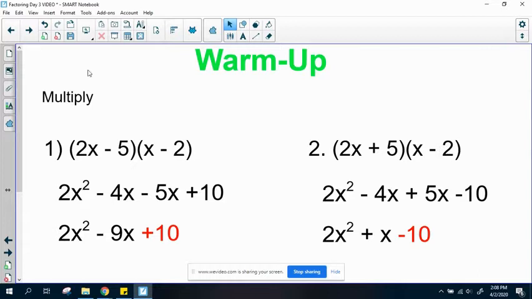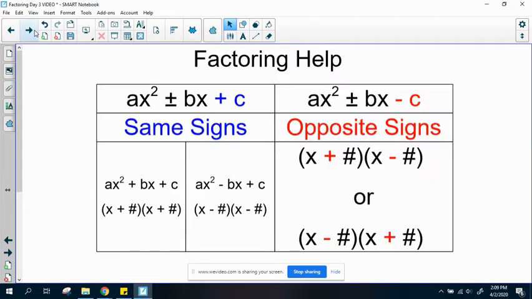These are different. So what I want you to gather from this is the only time that your last term is going to be negative is when you have to have opposites. One has to be positive and one has to be negative. And that's when factoring gets a little bit trickier. Okay, so let's talk about this. This is a really good page for you to take a screenshot of, to write it down, to pause the video, put this somewhere. Okay, because this will help you.